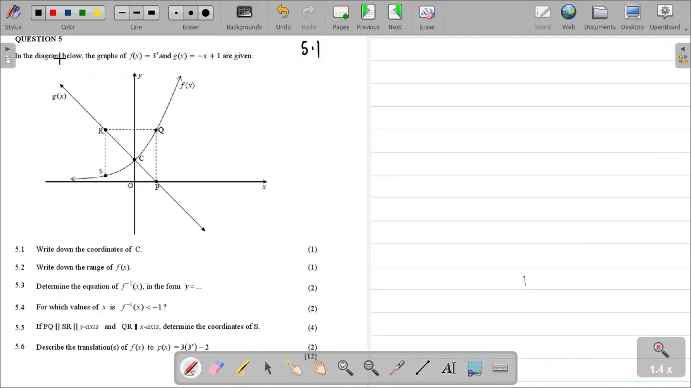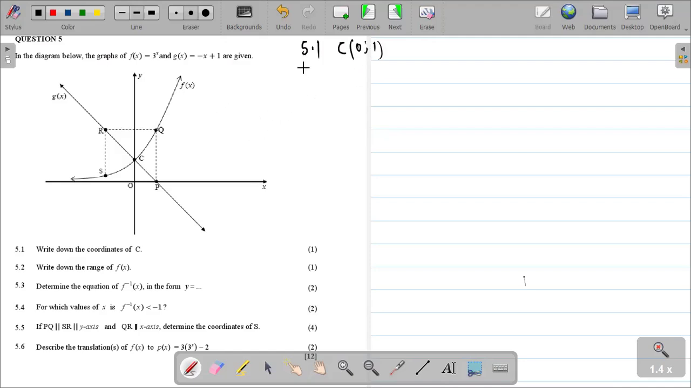They say in the diagram below, the graphs of f of x equals 3 to the exponent x and g of x equals -x plus 1 are given. Write down the coordinates of C. Here at C, x is 0 and y is 1. So C is going to be (0; 1).